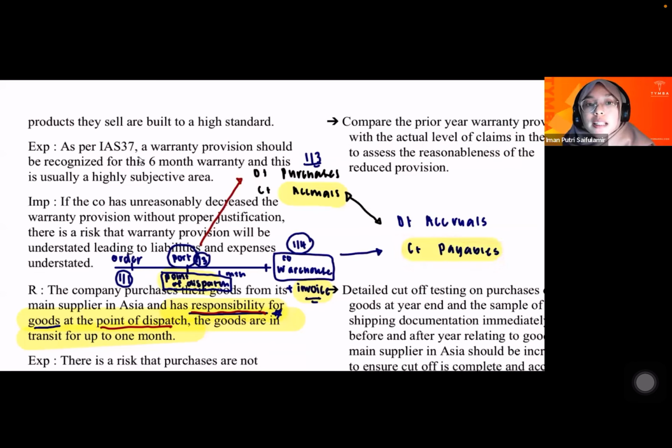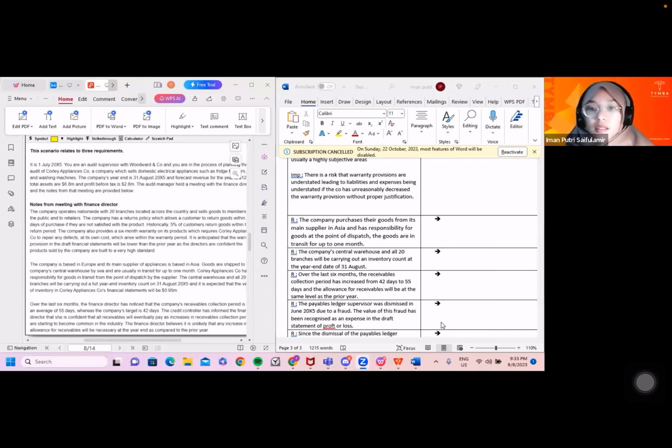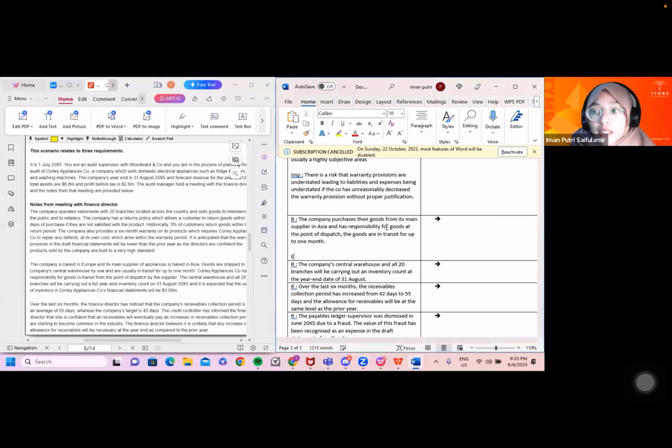So this is very confusing, this question here, right? I just wanted to explain to make sure you guys know what the correct accounting treatment is in case this comes out in your exam. Okay, so let's finally discuss how we can word this together. Let's talk about what is the correct treatment. We should account for these purchases at the point of dispatch.